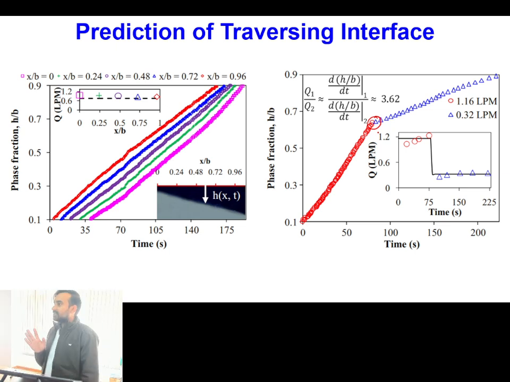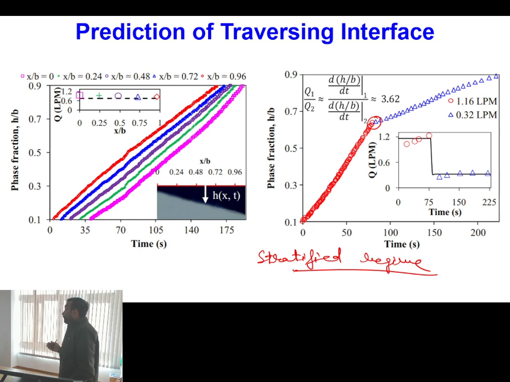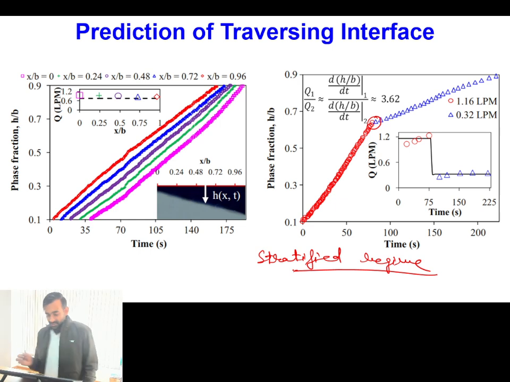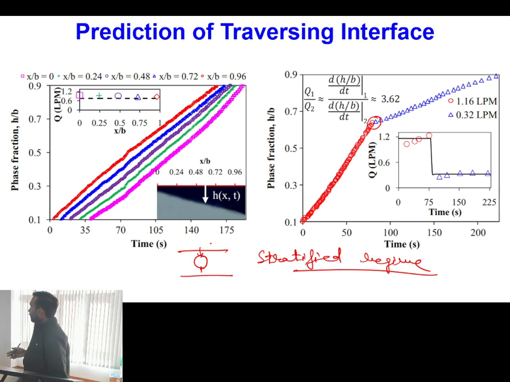However, in this discussion, the major idea was that we were trying to construct the interfaces only in the stratified regimes. Okay, if we go for a more complex situation like bubbly flow, what will be happening? The light has to pass through two interfaces, so the measurement of height, etc., will become even more challenging.